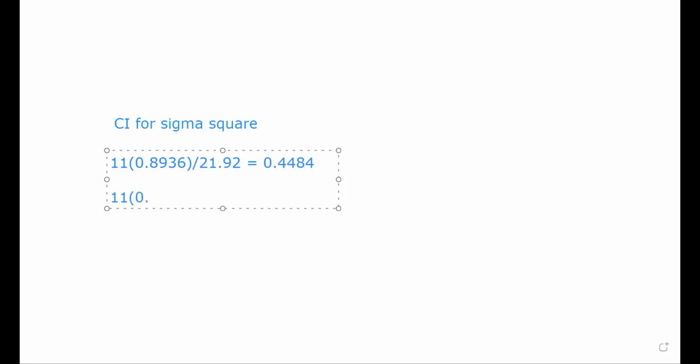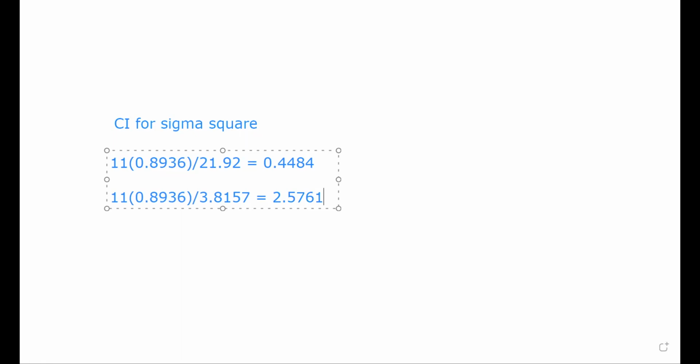And 0.8936 over 3.8157 is equal to... okay, 11 times 0.8936 is equal to 9 point something divided by 3.8157. We get here 2.5761.